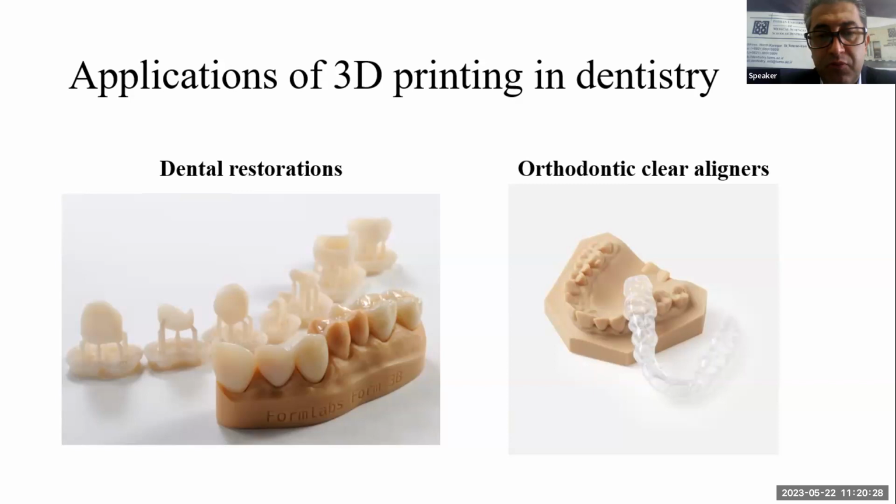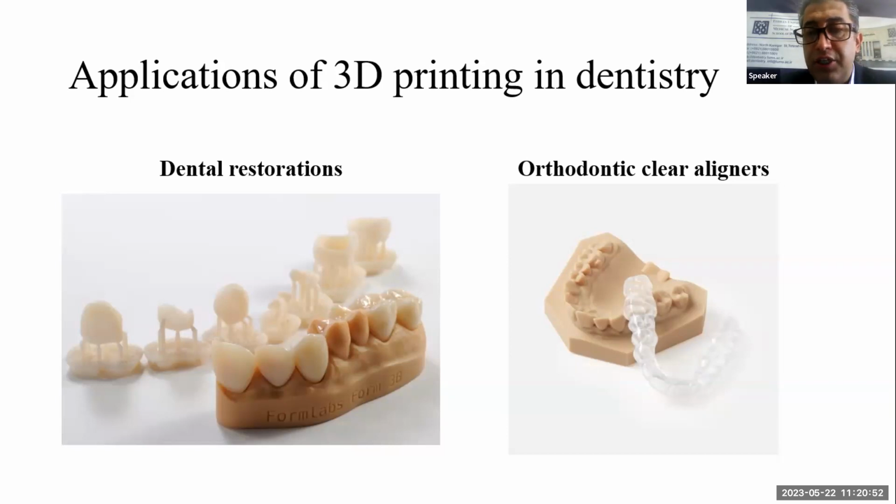Maybe one decade, 10 years ago, making dental crowns or permanent dental crowns was not done by 3D printers. Most of them were fabricated by milling machines, but nowadays we can make such crowns and bridges by 3D printers with high quality.